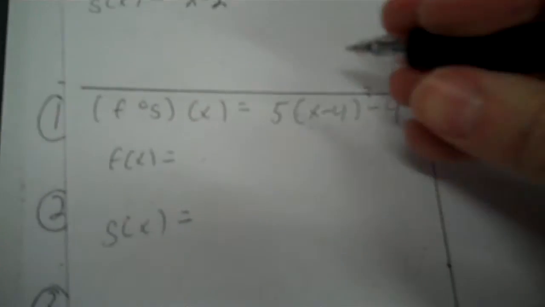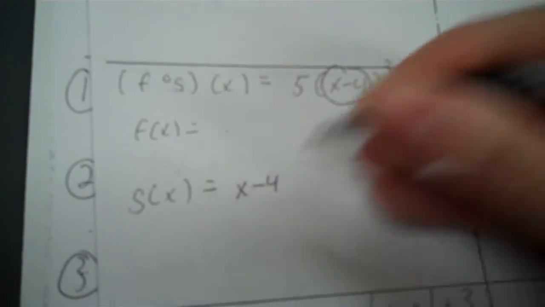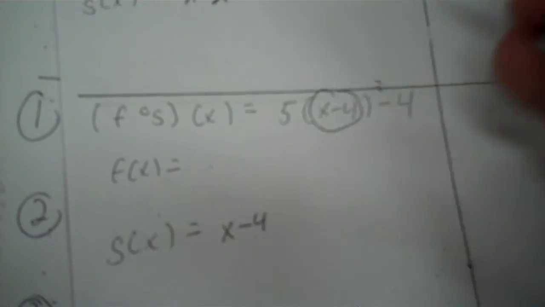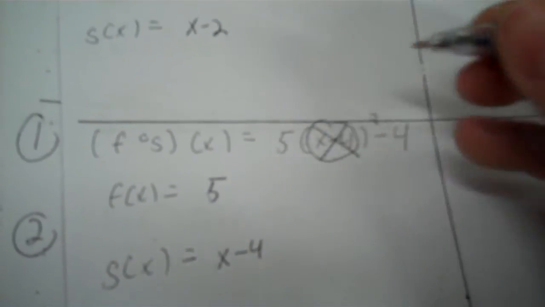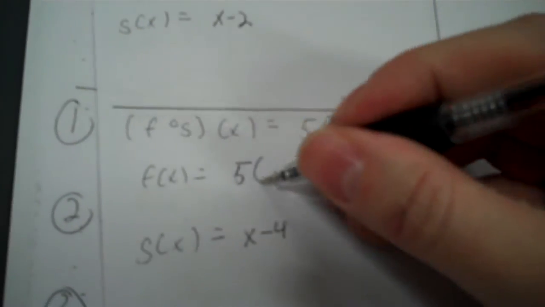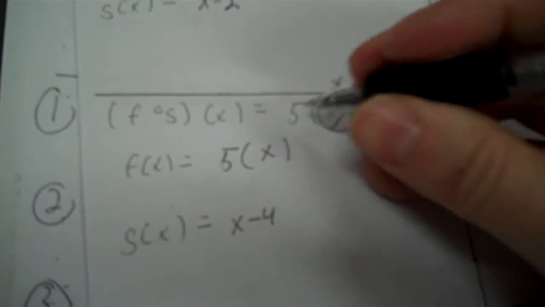Okay? The inner structure is x minus 4, so the g function can be x minus 4. And then what I do is I have 5. Let's get rid of that and put x. A parentheses, but in that parentheses we're just going to put x, and then we have a second power and a minus 4.